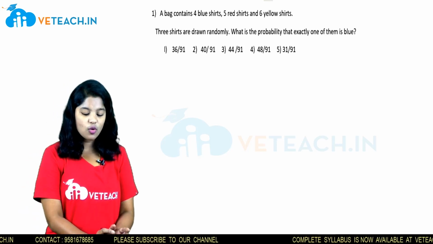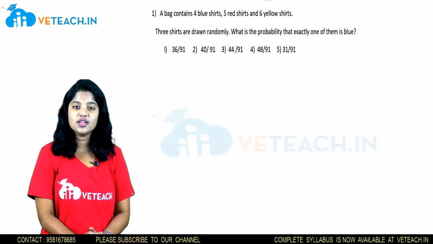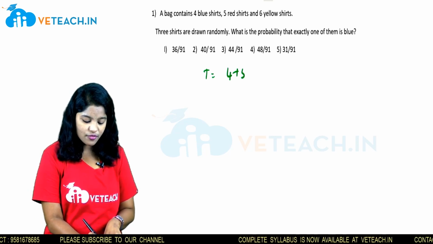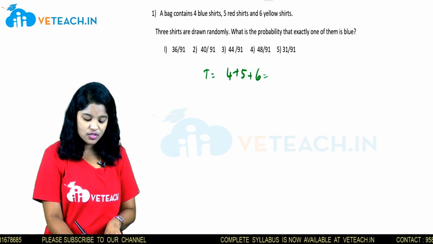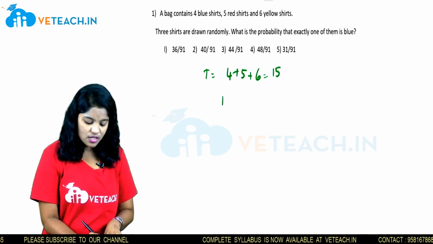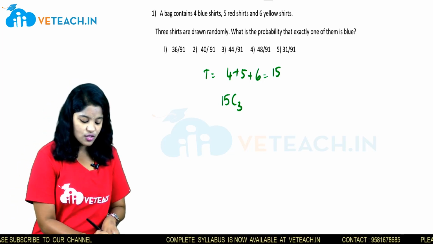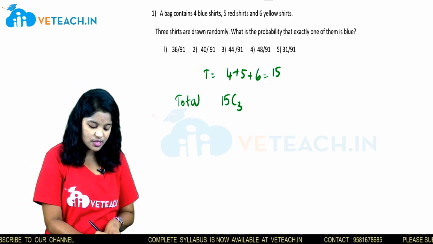So out of the total number of shirts, 3 shirts are selected. The total number of shirts is 4 plus 5 plus 6, so total 15 shirts are there. Out of them we are drawing 3 shirts, so 15C3 ways. This is the total number of ways.